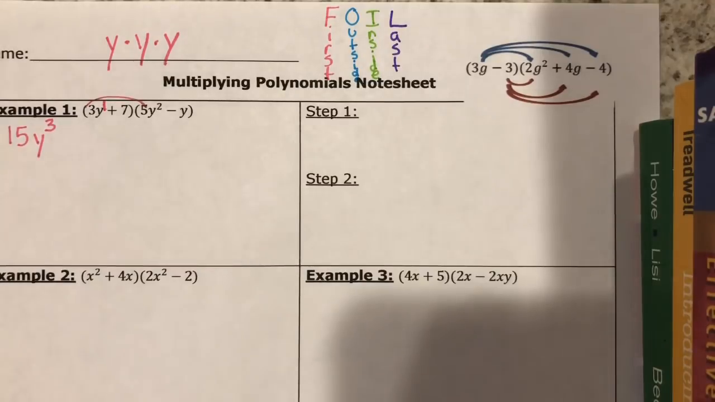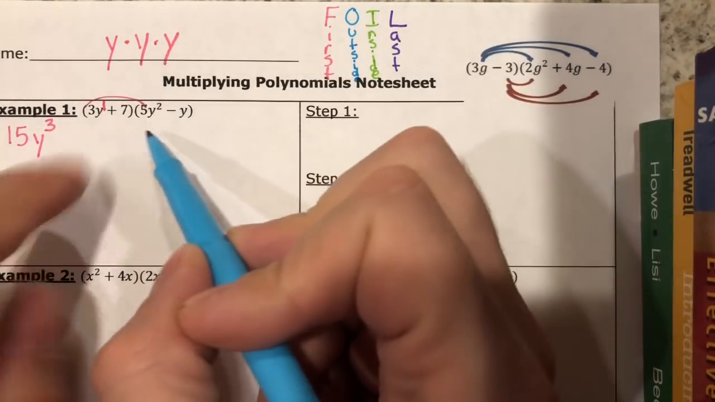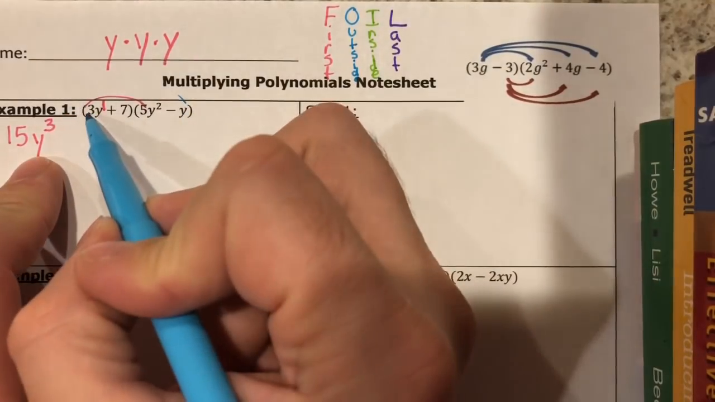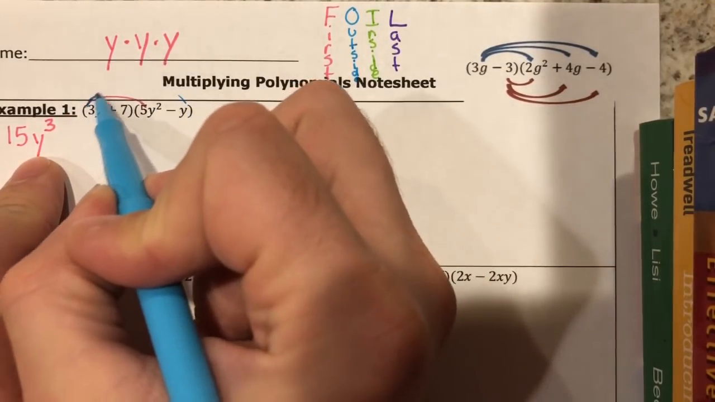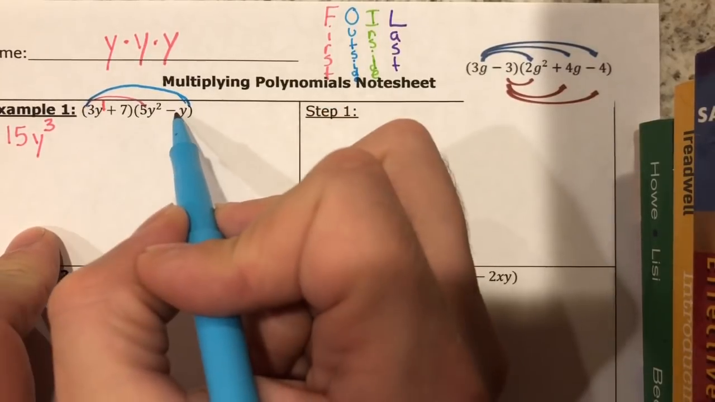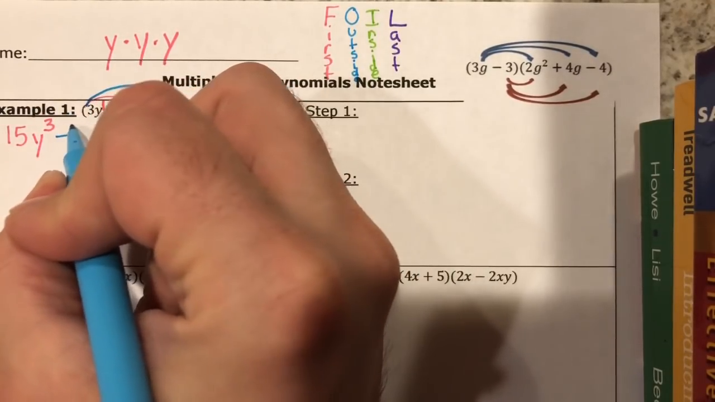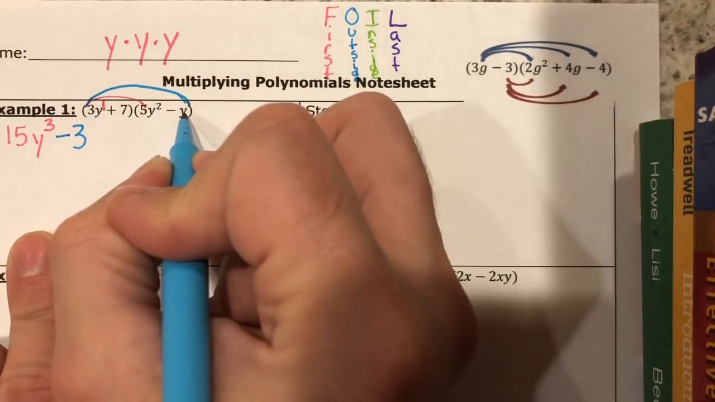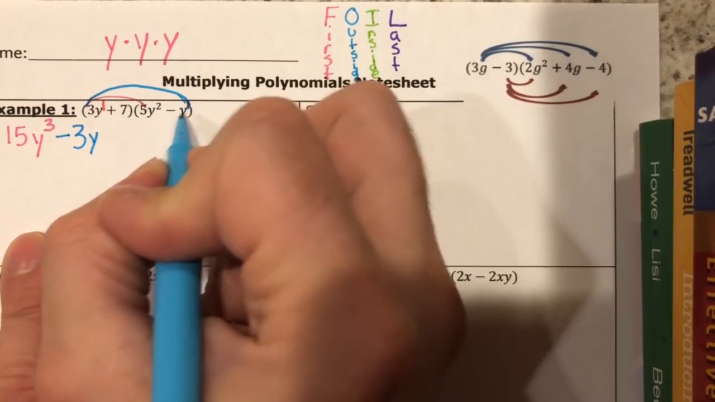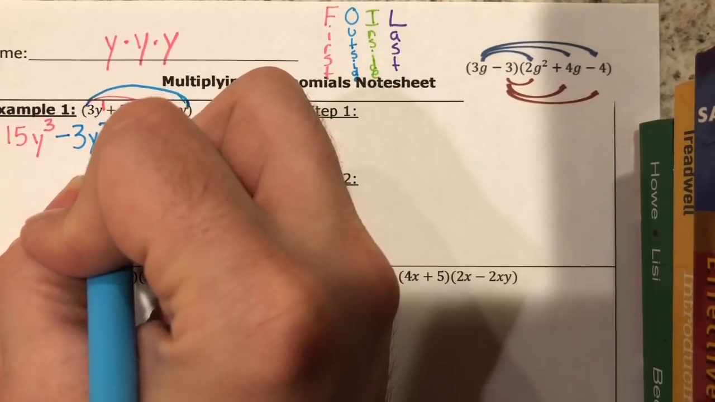Next, outside terms. So the outside, they mean the very outside of both parentheses. So we have 3y and negative 1y. So 3 times negative 1 would be negative 3. And y times y would be, well, again, there's like the invisible 1. 1 plus 1 is 2, so negative 3y squared.